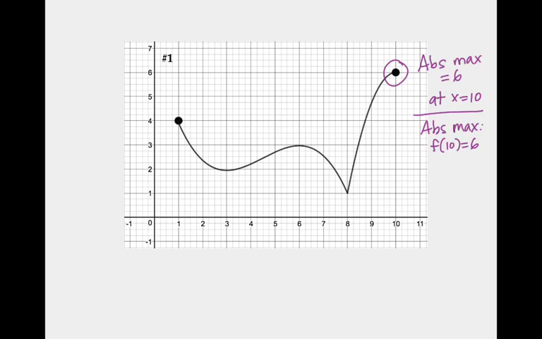Then for the absolute min, we're looking for the smallest possible y coordinate that we get over this whole function, and that's going to be this point down here at the cusp. We would say that the absolute min for this function is equal to a y coordinate of 1, and it happens at x equals 8. All the other points don't really matter for absolute max and absolute min.